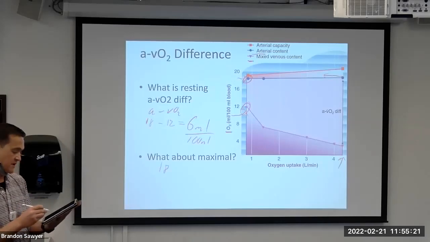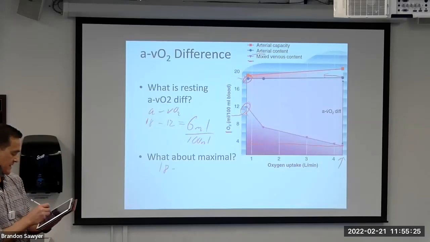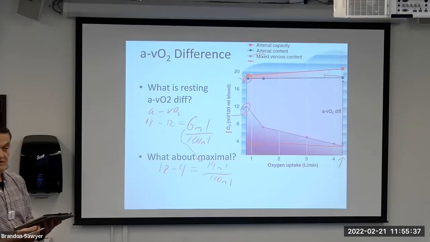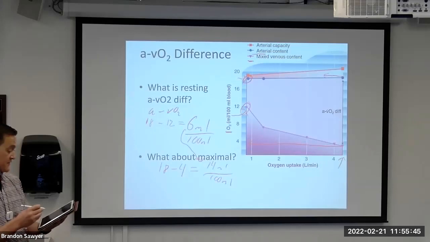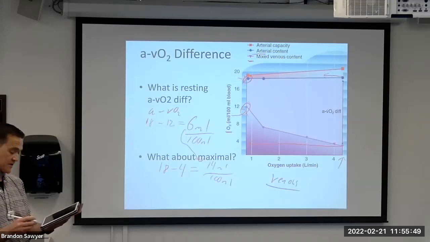I mean, we would probably still call it about 18 there. It didn't change much. But then this one went way down, probably to about, we'll just call it 4 to make it easy. So that one went quite a ways down. Now we're talking about 14 mils per 100 mils. So we changed from 6 to 14, right? And if you're asked which one changes, the arterial side or the venous side, it's the venous side, right? For sure. Definitely the venous side is the big one that changes.